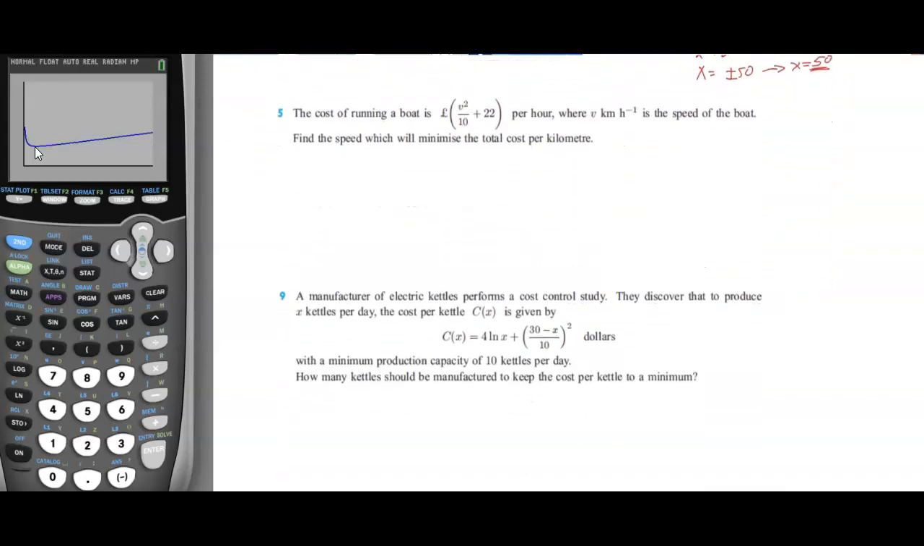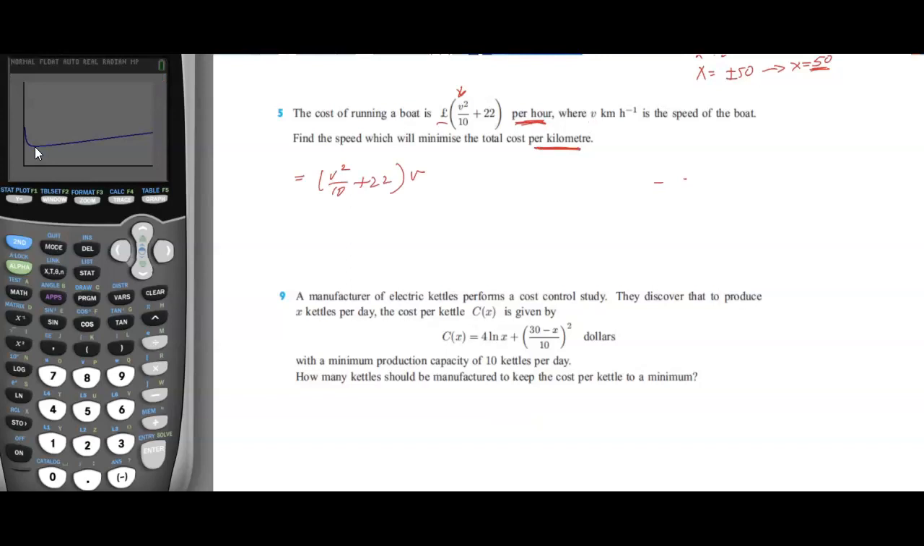Okay, another business problem. The cost of running a boat is v squared over 10 plus 22 pounds per hour, where velocity is the speed of the boat. Okay, so v is the speed of the boat, and that's like the input function to find out the cost of running the boat. And this is per hour. Find the speed which will minimize the total cost per kilometer.